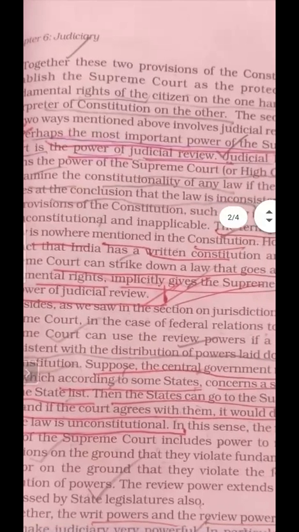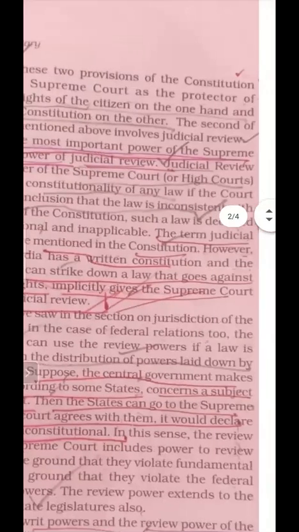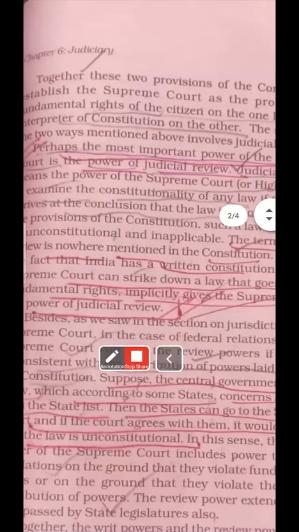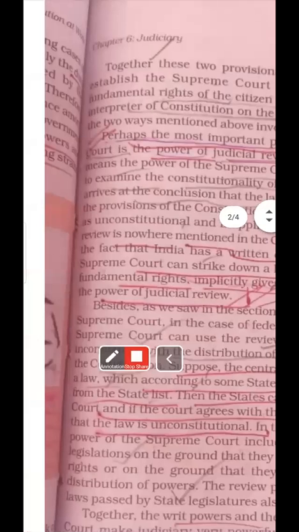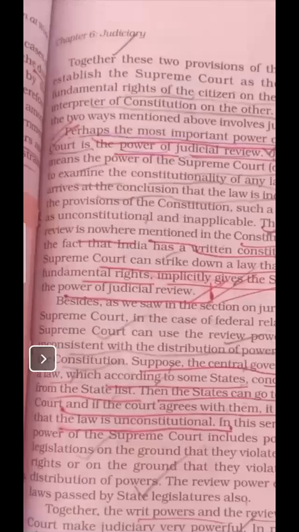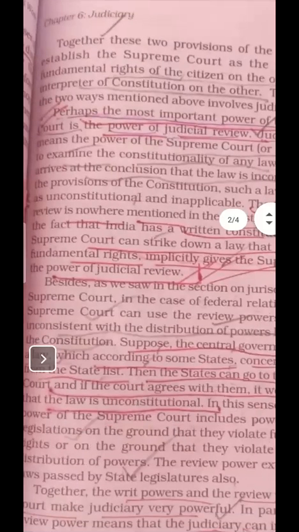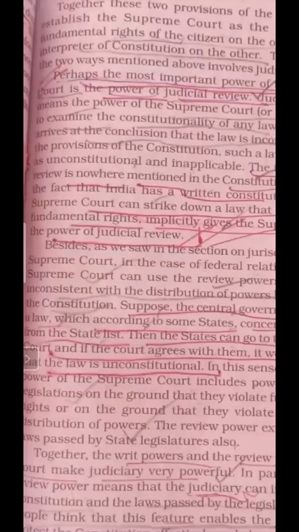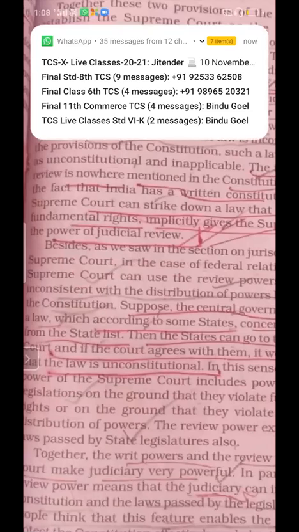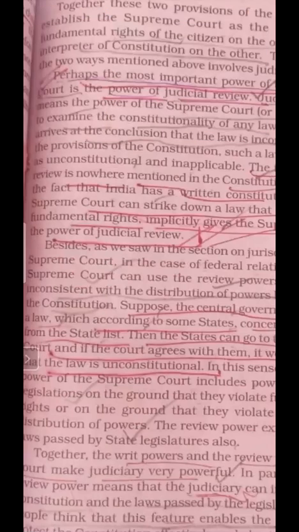So the term judicial review is nowhere mentioned in the Constitution. Let me tell you one thing, judicial review is not mentioned anywhere in the Constitution. The Supreme Court has judicial review, but it is not mentioned in the Constitution.